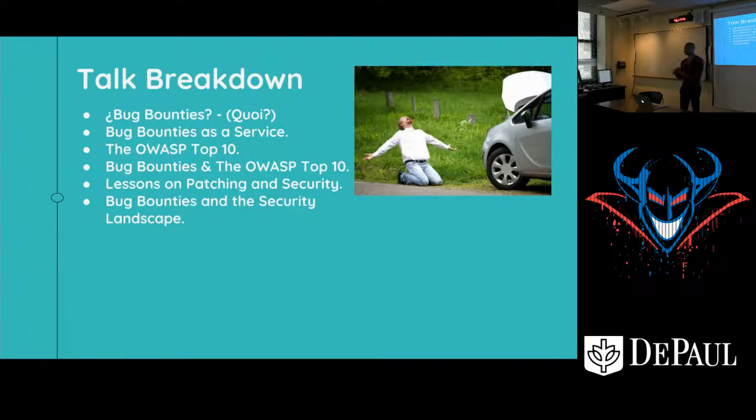The OWASP Top 10, I'm going to glance over that because I'm sure the majority are familiar with that. Bug bounties and the OWASP Top 10, so how do they correlate? How can one benefit the other, and how can we leverage the other, vice versa, to benefit both things involved? Lessons on patching and security.